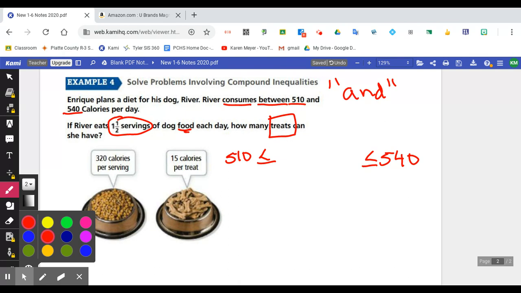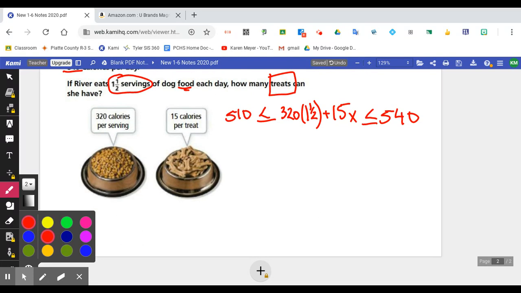Now in the middle, let's look at the pictures. Okay. The food is 320 calories. So I have 320 times how many servings can I have? 1.5. Plus the treats. And the treats, we don't know how many treats we're going to give the puppy. All we know is that it's 15 calories per treat. So that has to have the variable with it. Okay, so now let's work out in the middle. 320 times 1.5 is 480.